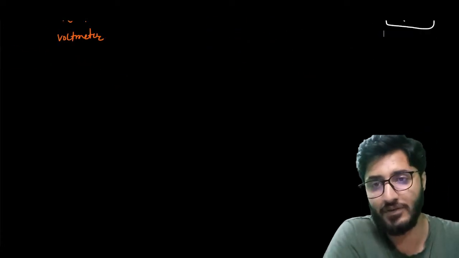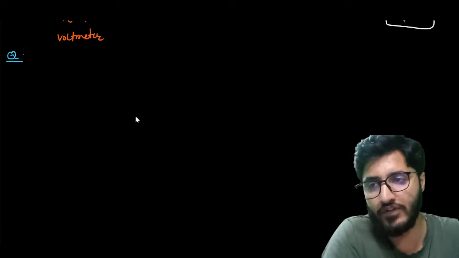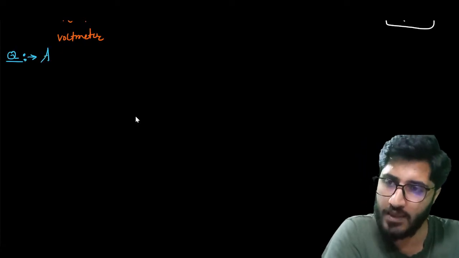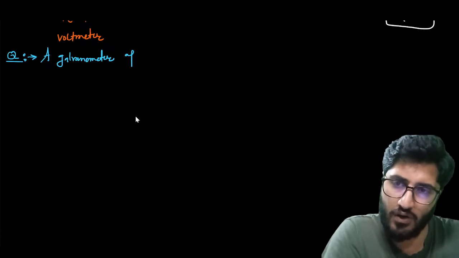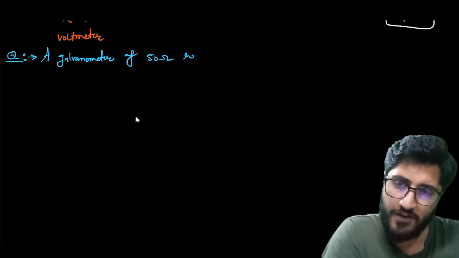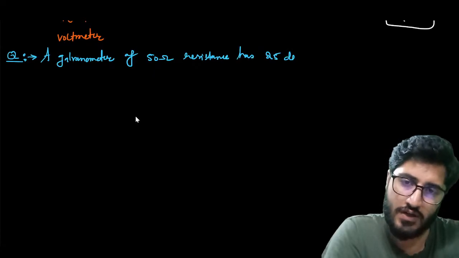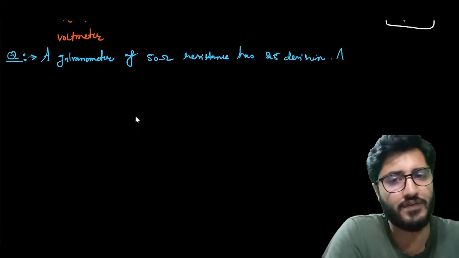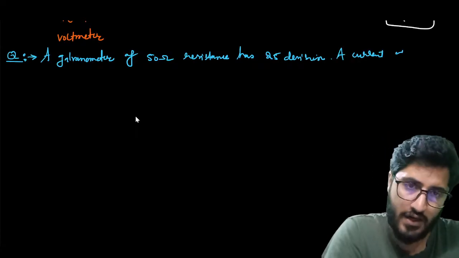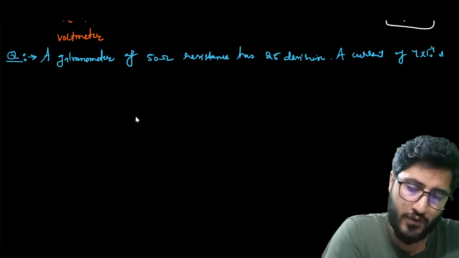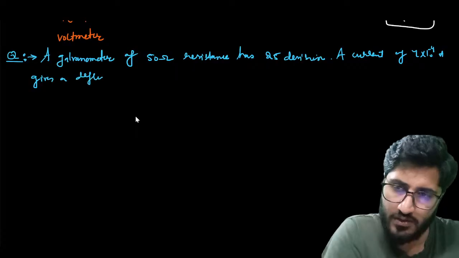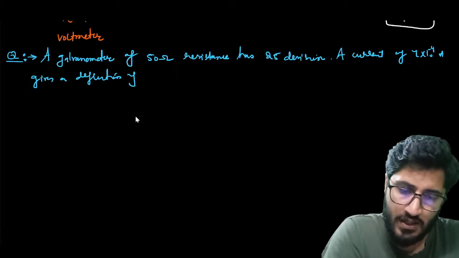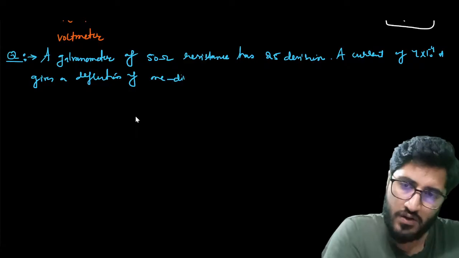And this numerical I will write now. The whole language I will write now so that you will get a better understanding of the numerical. A galvanometer of 50 ohm resistance has 25 divisions. A current of 4 × 10^-4 ampere gives a deflection of 1 division.